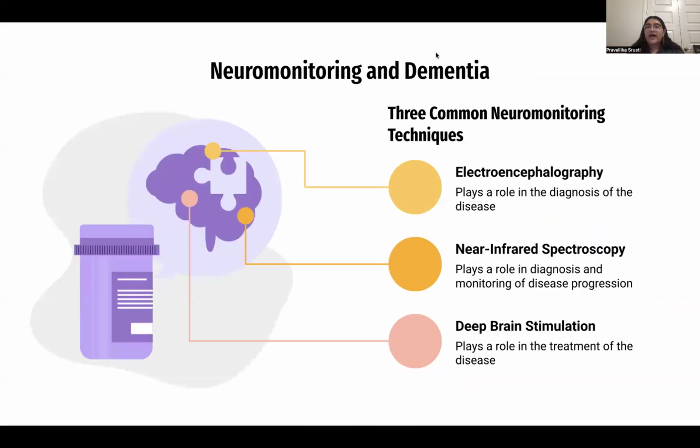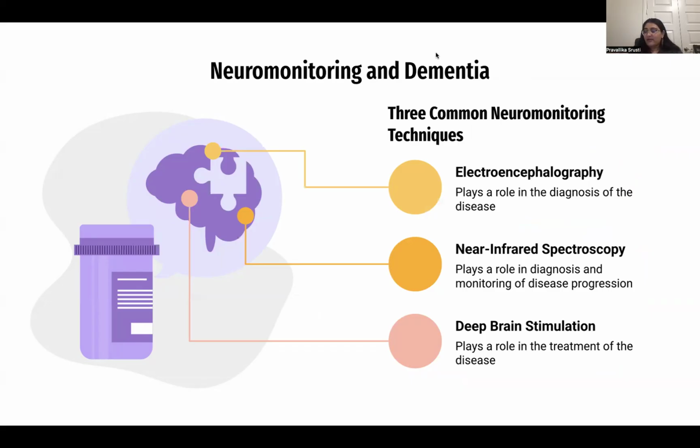So let's also look at neuromonitoring and dementia, right? This is once again a very new and underexplored topic, but I want to look at three common neuromonitoring techniques. The first one is going to be your EEG, or electroencephalography, which we went over in our class.